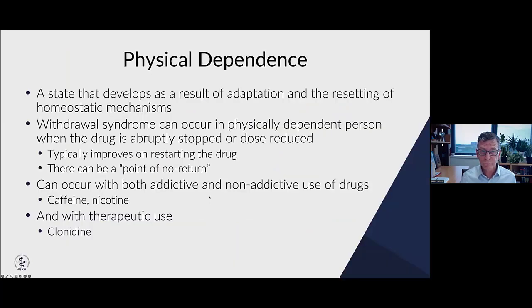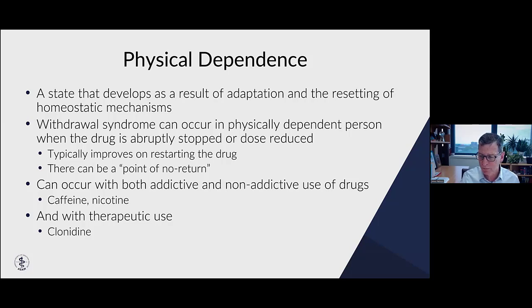So physical dependence is obviously the development of a predictable withdrawal syndrome upon cessation or reduction in dose. And it typically improves upon restarting the drug. As I mentioned with alcohol, that can be a point of no return, where no longer does alcohol work to treat that, and you need to switch to a benzodiazepine. This can occur in dependence with quote unquote addictive and non-addictive drugs, caffeine being the best example.